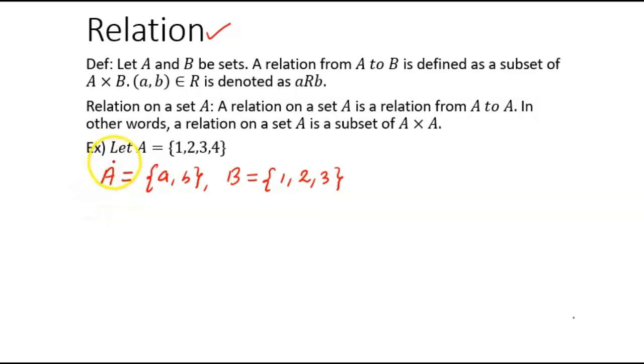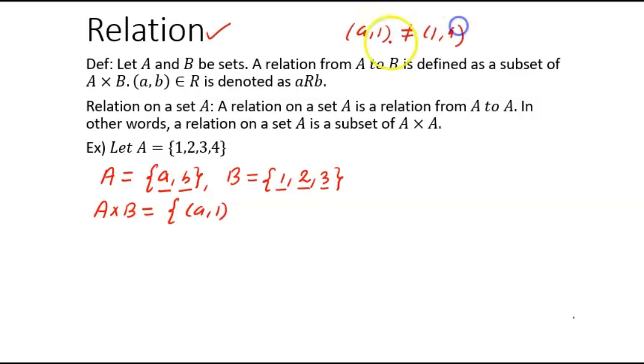The Cartesian product is defined between two sets A and B. Suppose the first set A contains two elements, a and b, and the second set B contains three elements, 1, 2 and 3. What is A cross B, or the Cartesian product between A and B? It will have a comma 1. This is an ordered pair: (a, 1) is not equal to (1, a). They are two different things because the order is important here.